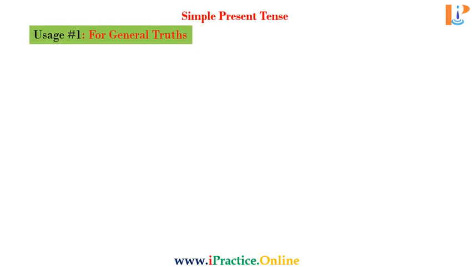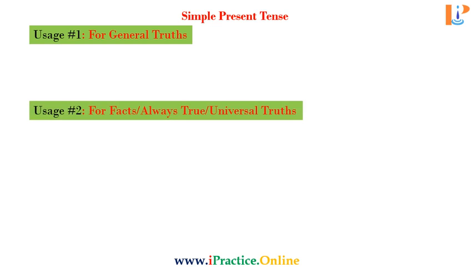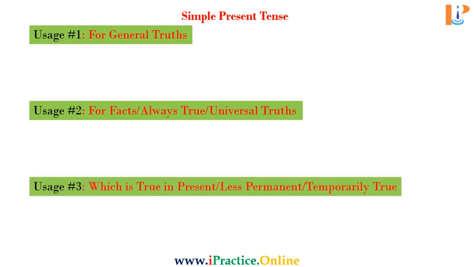Usage number 1, it says we use simple present tense for general truths. Usage number 2, it says we use simple present tense for facts or some information which is always true, or for the universal truths. Usage number 3, it says we also use simple present tense for information which is true in present or is less permanent or temporarily true. Let's look at the example to understand it better.